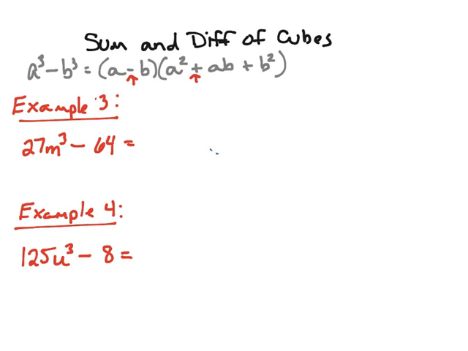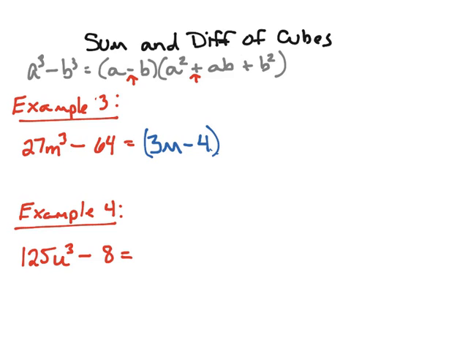So all the process that we're going to go through is going to be the same as we did with the sum of cubes. So we're still going to start by taking the cube root of each term. So let's go ahead and do that with example number 3. The cube root of 27, that's a 3. The cube root of m to the third is m. And the cube root of 64 is 4. So I'm still taking the cube root. But rather than putting a plus sign in our binomial, now we're going to put a minus.